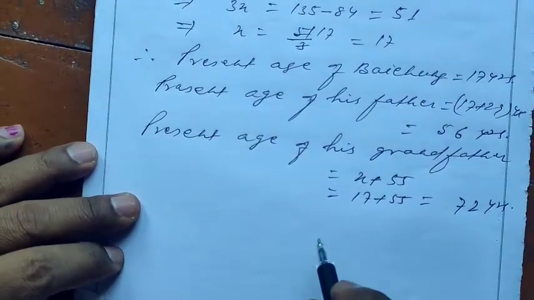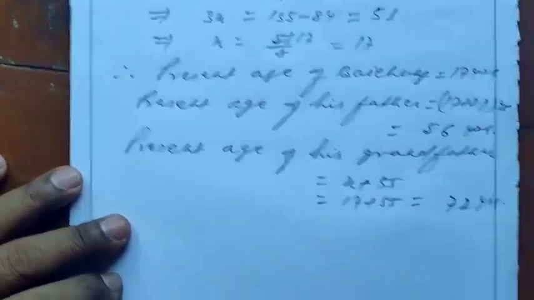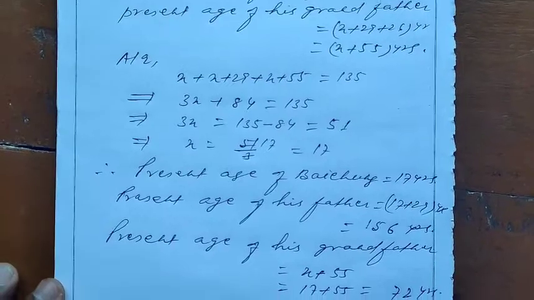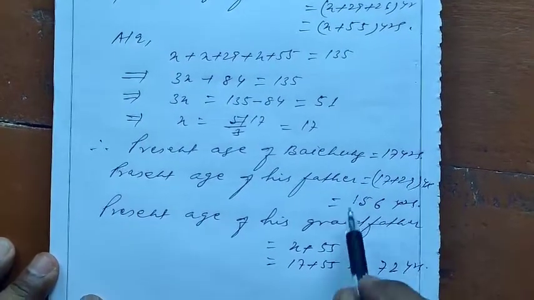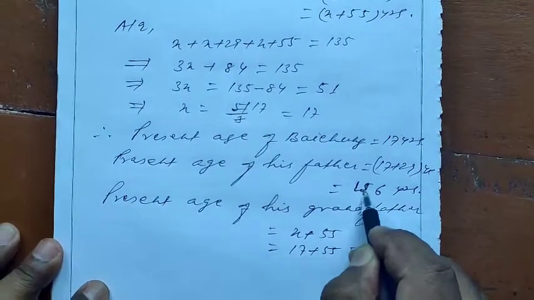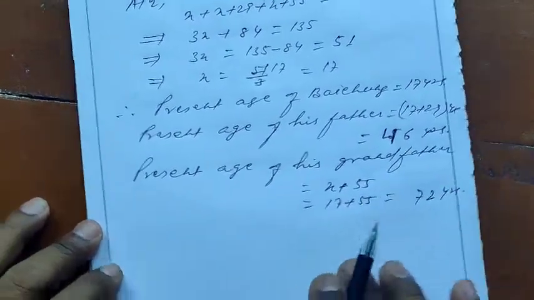Now this is the answer of question number 11. Present age of his father, 17 plus 29 years, is equal to 46 years. And this is the answer of question number 11. We come to question number 15.